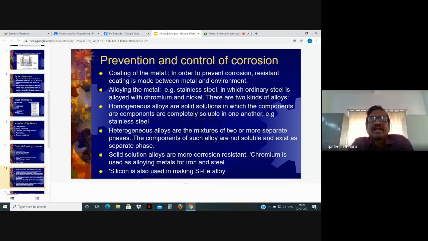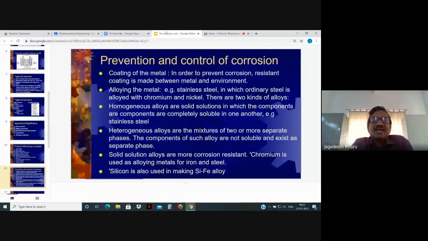So, coating of the metal. Coating of the metal gives a better barrier effect in order to prevent corrosion, because a resistant coating is made between the metal and the environment by the application of a paint or oxide layer itself, or we put a layer of another metal which has a barrier effect. So this is one way we are going to prevent our corrosion.